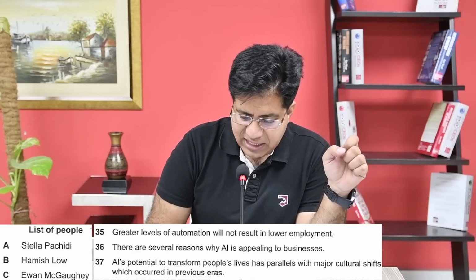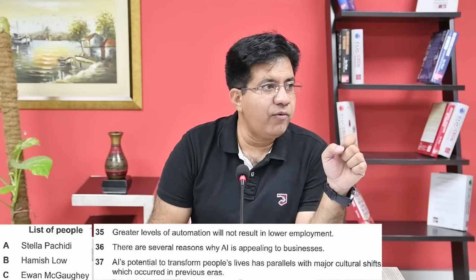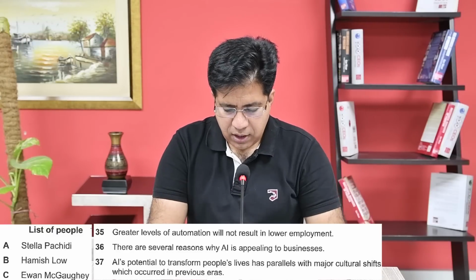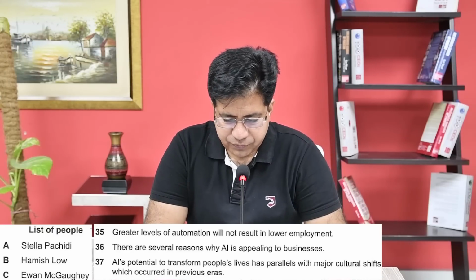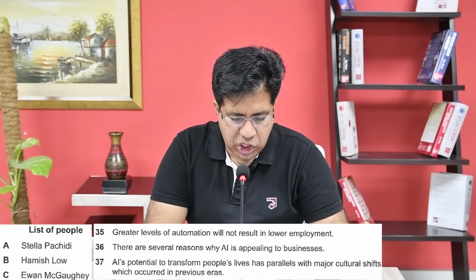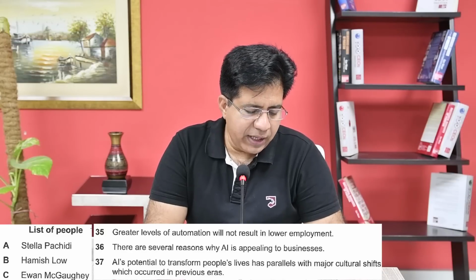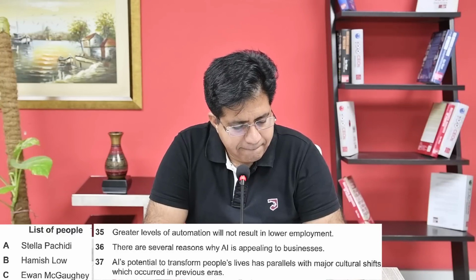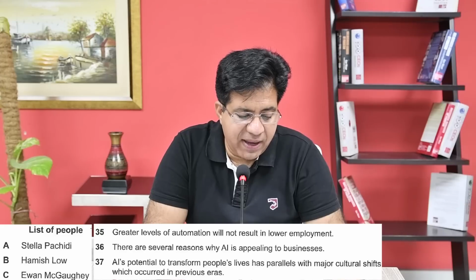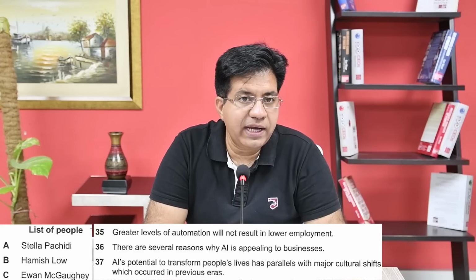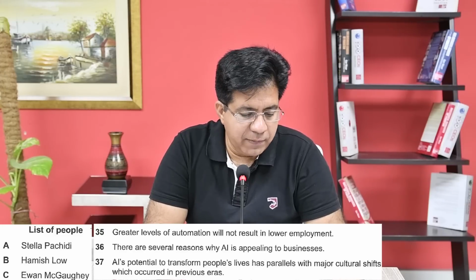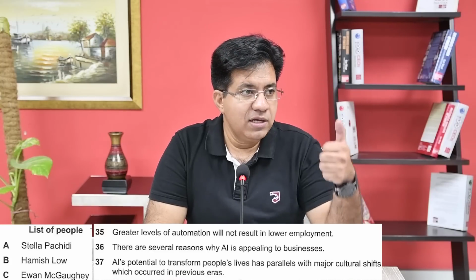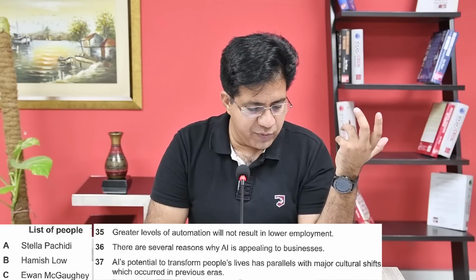Okay, now in the passage you found Stella Pachidi. Found it? Yes, sir. Okay, now please try to find Hamish Low. Okay, so you find, please underline that. Hamish Low, underline that. It's a second and third paragraph. Low believes. Got it? Second and third paragraph. Because we have 3 names and 6 options. So it means one option will go with 2 questions as well.